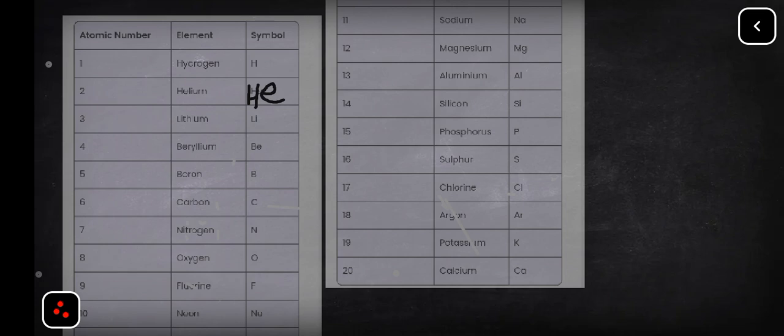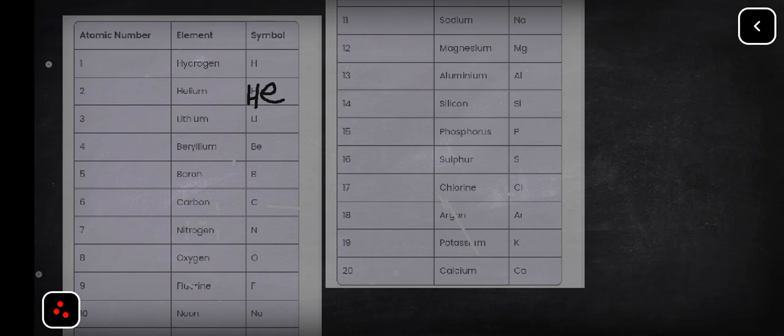So here are the symbols under the column for symbols. Hydrogen, the symbol of hydrogen is denoted with H. That's the first letter of the element. So the symbol of hydrogen is H. Then that of helium is denoted by the first and second letter of the element, which is He. The symbol for helium is He.